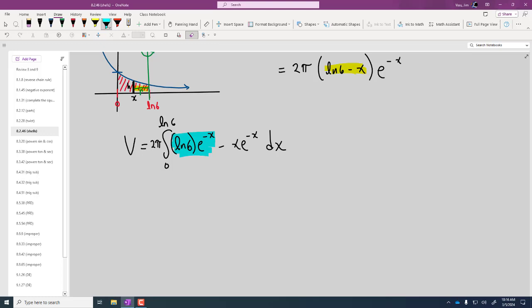So we'll do that. So this 2 pi is going to be way out in front, big brackets. And then this part gets integrated. So this is going to be natural log of 6. The integral of e to the negative x is itself divided by negative 1. The derivative of the exponent is negative 1. We reverse chain rule, so we divide by negative 1. And now this gets evaluated on the interval 0 to ln of 6.